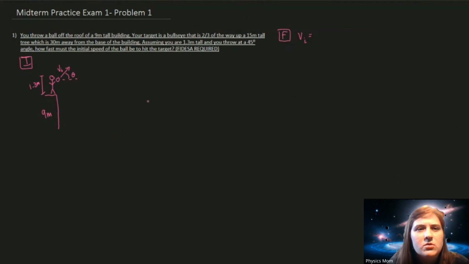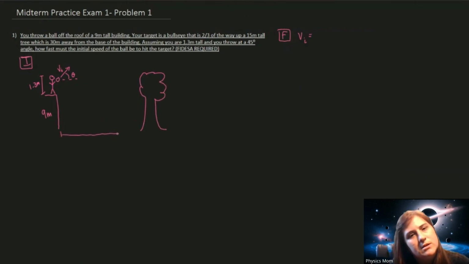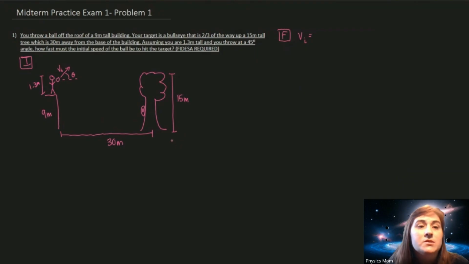It hits 2/3 of the way up a tree that is 30 meters away. So we're going to say this is a tree. I'm so good at drawing trees. And this is 30 meters away. Here's the target, which would be 2/3 of the way up. And the entire tree, again not perfectly to scale, would be 15 meters. So that's an image of what's going on. I know the ball's going to arc in a parabola, so this is a two-dimensional kinematic equation.